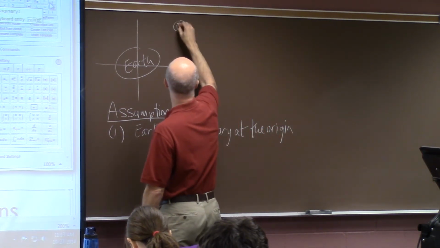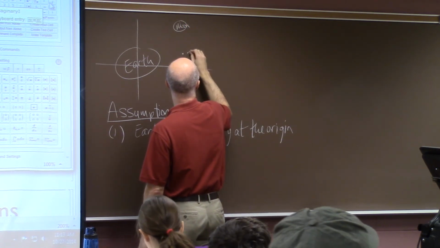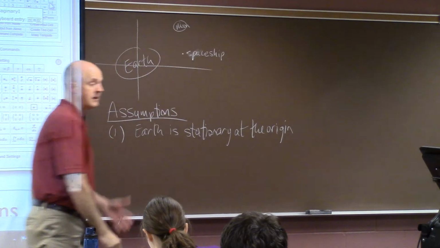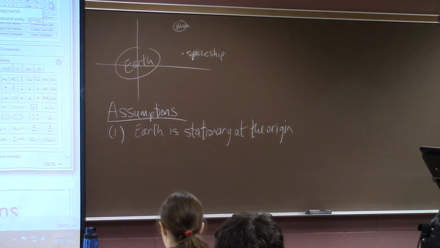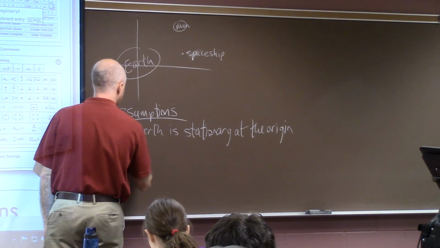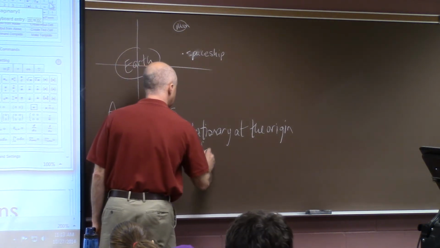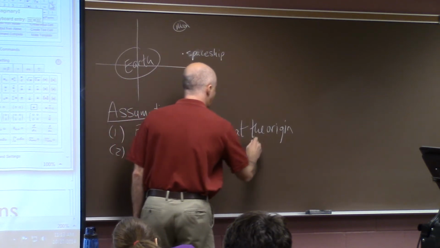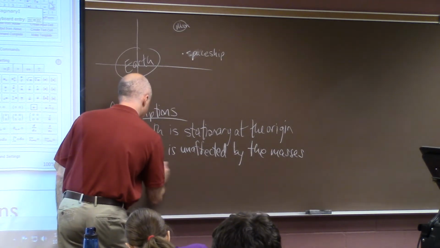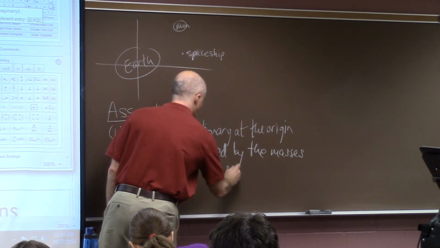We've got the moon and the spaceship in here too. And even though they are in there at certain locations with certain velocities, you're going to assume, to simplify things, that the Earth is unaffected by the masses of the moon and/or the spaceship. Okay?